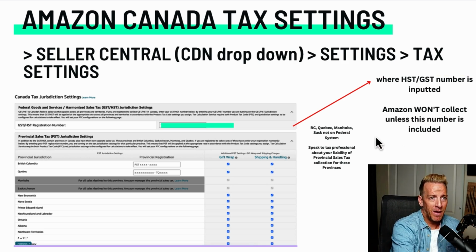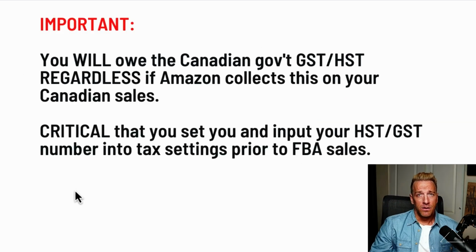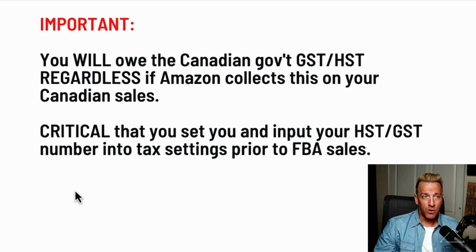And then BC, Quebec, Manitoba, Saskatchewan are not on the federal system, so you've got to speak to a tax professional. This is really related to people that live in Canada, have a Canadian entity, and are selling in Canada with FBA. So this is really important. You will owe the Canadian government GST, HST for the sales that you generate on Amazon.ca, regardless of whether Amazon collects this or not. But it's critical that you set up and input your HST, GST number in your tax settings prior to doing FBA sales.